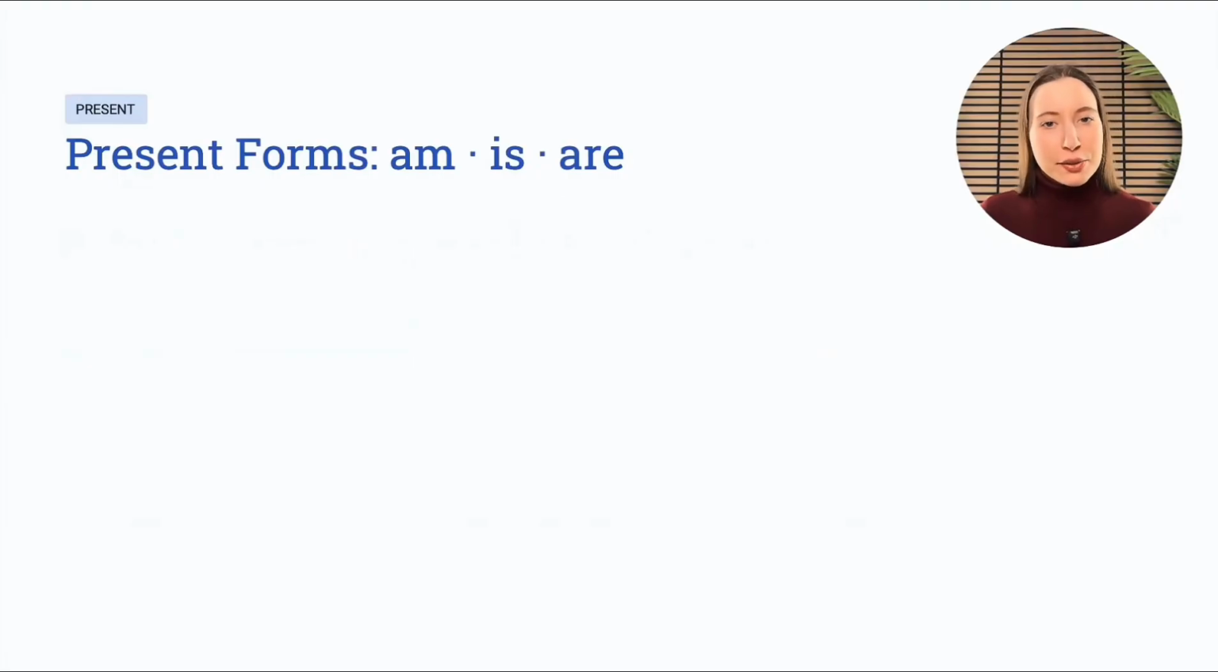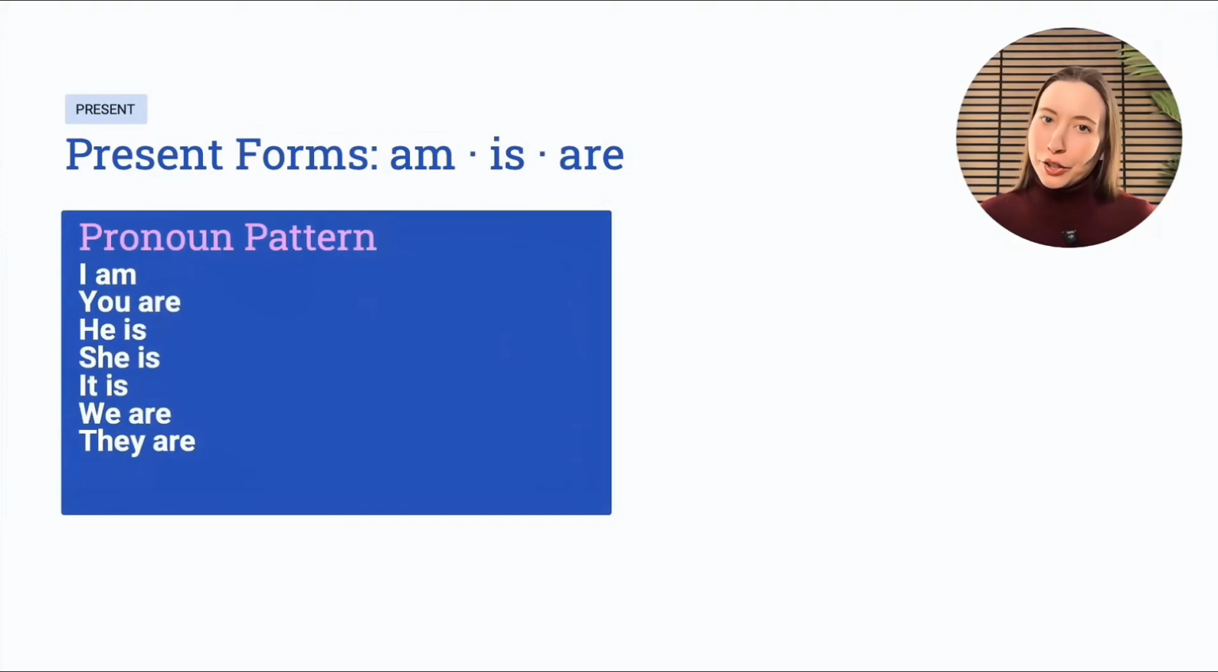In the present, the verb to be has three forms: am, is, are. To choose the correct form, you need to know what the subject is, because this is one of the few verbs in English that changes depending on the subject. Here is the pattern with pronouns. I am, you are, he is, she is, it is, we are, and they are.